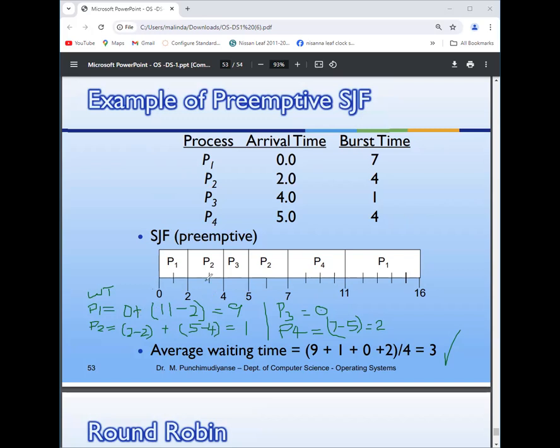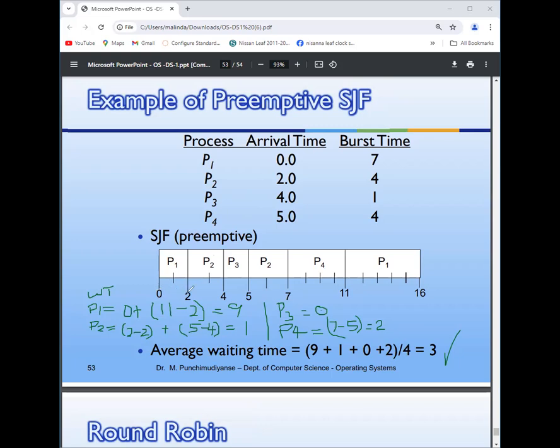We can do it by looking at this Gantt chart. You don't have to do a lot of math. You just simply watch the Gantt chart. If you have drawn the Gantt chart correctly, then simply from the Gantt chart you can do the calculation. Initial time 0, given CPU time 0. So that is why 0 minus 0, P1's initial waiting time is 0.